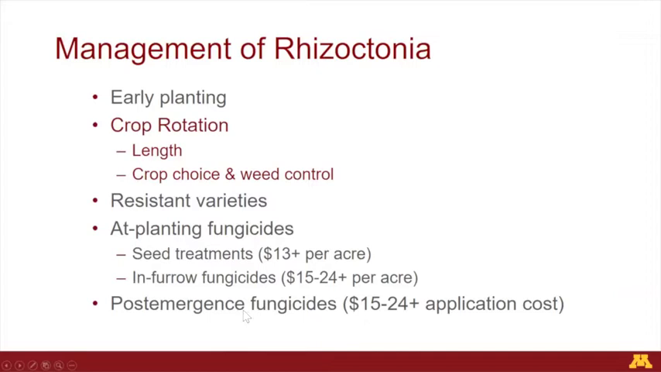When I talk about crop rotation, typically you're doing a 3 to 4 year rotation, which is very good for sugar beets. And most of you said you're growing wheat prior to the sugar beets. That's the best crop you can have for having minimal rhizoctonia. And I touched upon the other crop choice and weed control.